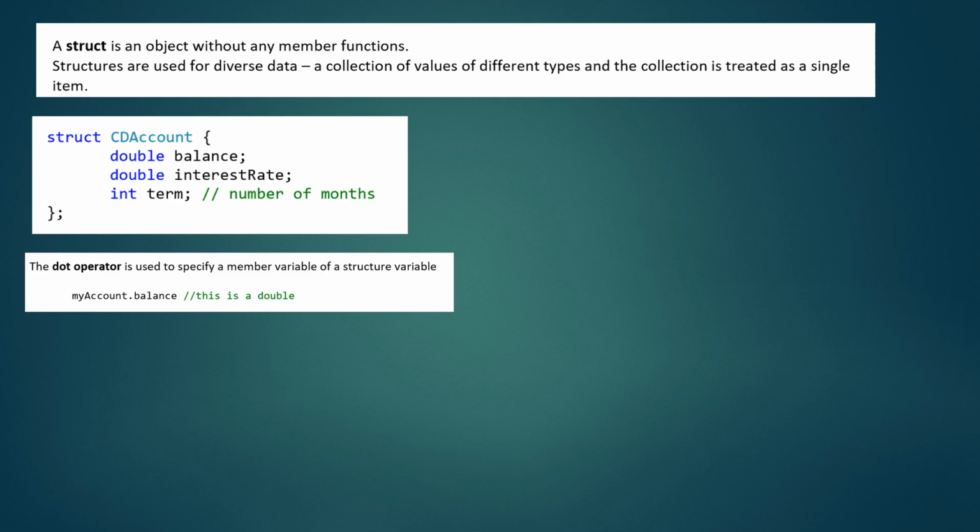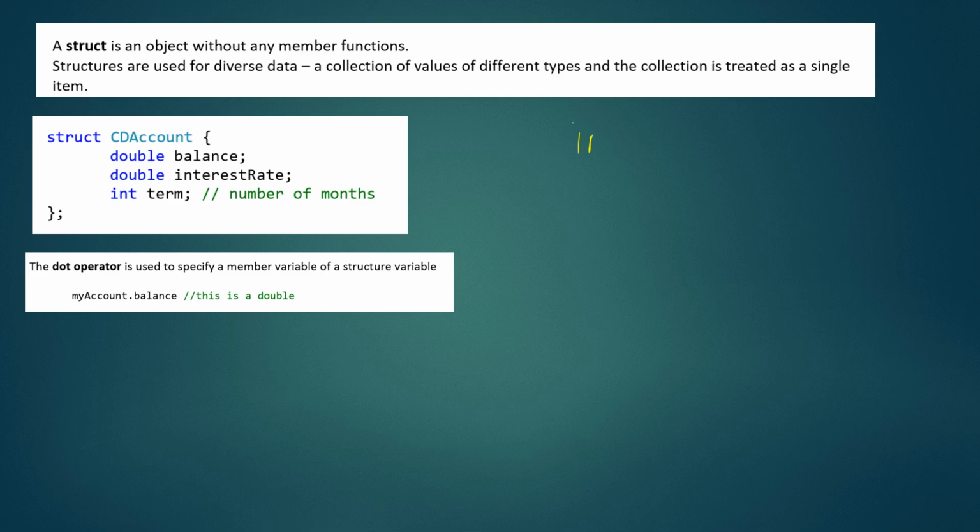A structure just gives you the opportunity to have a collection of diverse data, and you can treat all of that data as one single item. For example, if you take a look at this struct CD account, it's made up of two doubles and an integer. You can define your struct to have whatever type of data you want to be stored in it. So to make this simple, we're just going to use this struct called CD account.